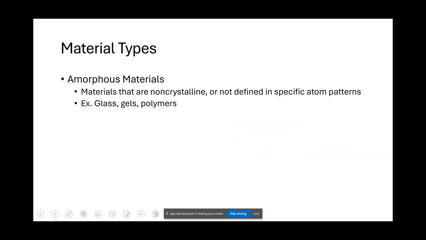And along with this, we have our amorphous materials. These are materials that are non-crystalline, not defined in specific atoms, so things that can kind of shift and move around on their own. We have our polymers, and you have gels that can be used in pretty much anything, whether it's consumer care or machining, and you have our polymers as well.